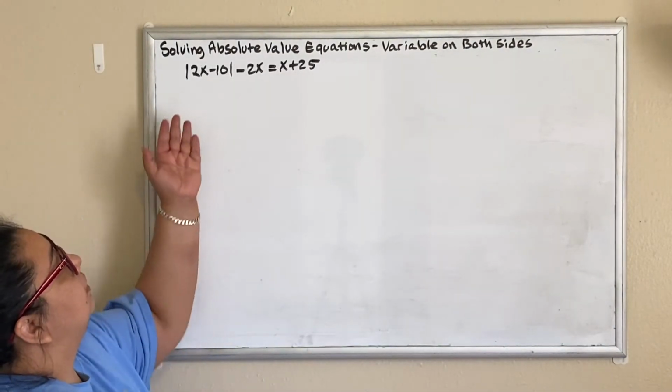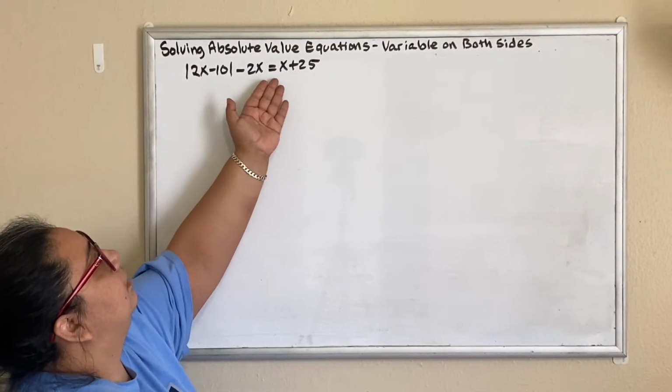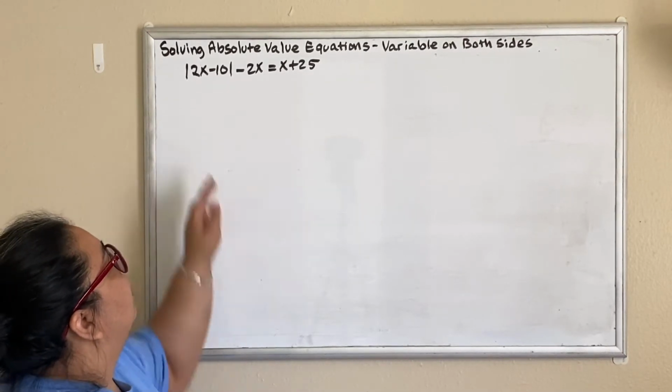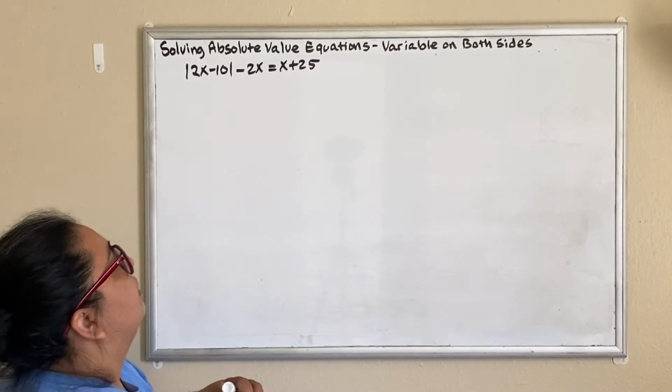Okay, so here we have our second example. The absolute value of 2x minus 10 minus 2x equals x plus 25. My absolute value is not isolated, so I need to move this 2x to the other side.